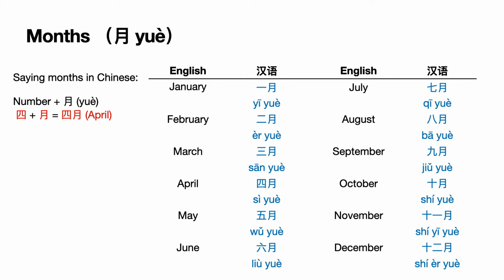Month, or 月. How do we say month in Chinese? You just put the number in front of the word 月, it will form the month. For example, 四月, April. Let's go through each of them. January, 一月. February, 二月. March, 三月. April, 四月. May, 五月. June, 六月. July, 七月. August, 八月. September, 九月. October, 十月. November, 十一月. December, 十二月.